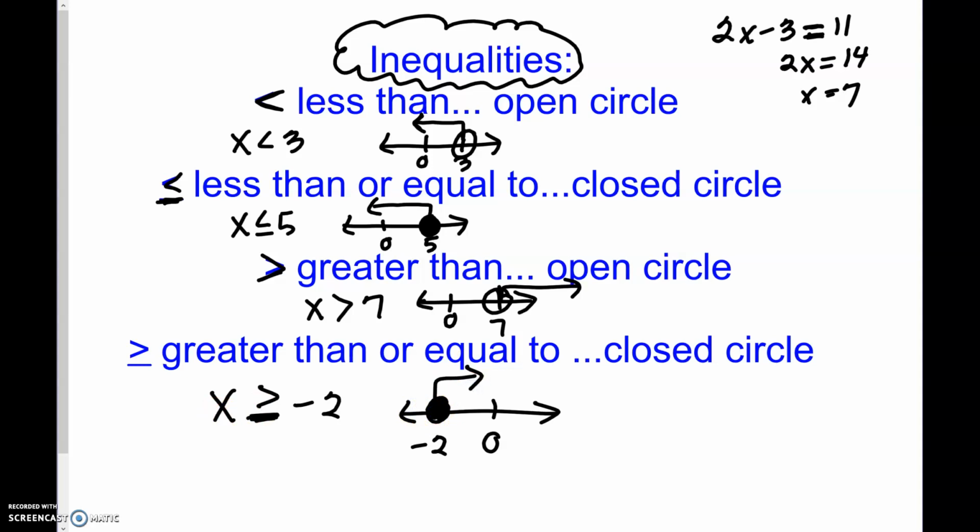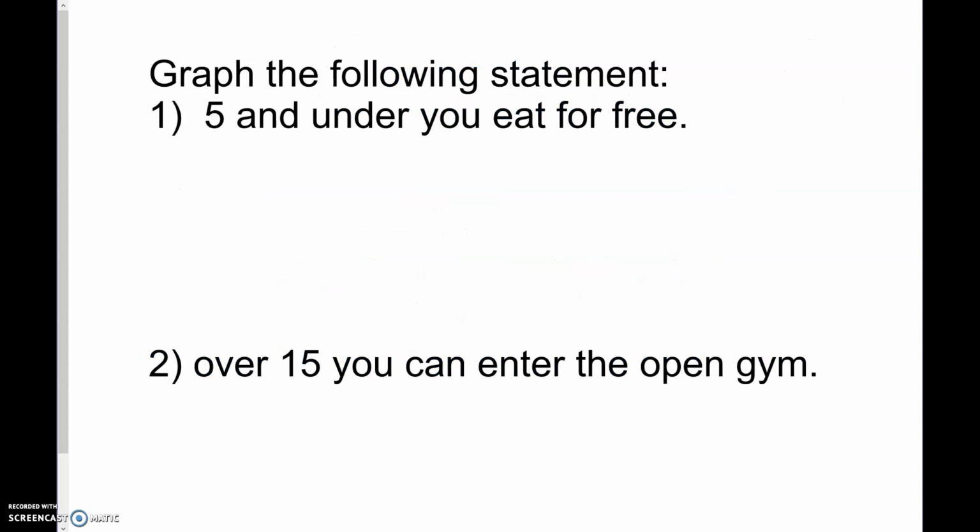All right, let's try a few different things here. So graph the following statement. 5 and under you eat free. Okay, so I know I'm going to have a number line. So what are we talking about here? 5-year-olds. So if you are 5, do you eat free? Or do you have to say I'm 4?